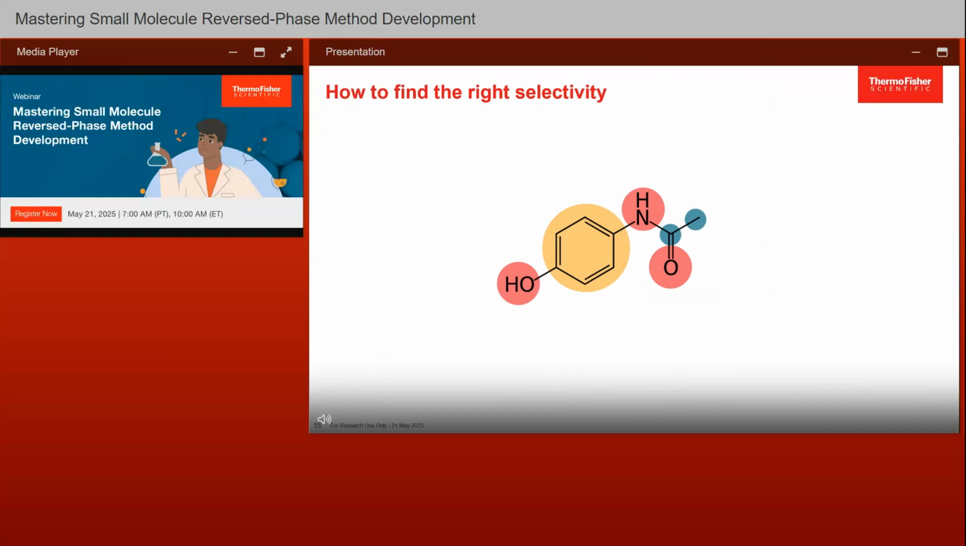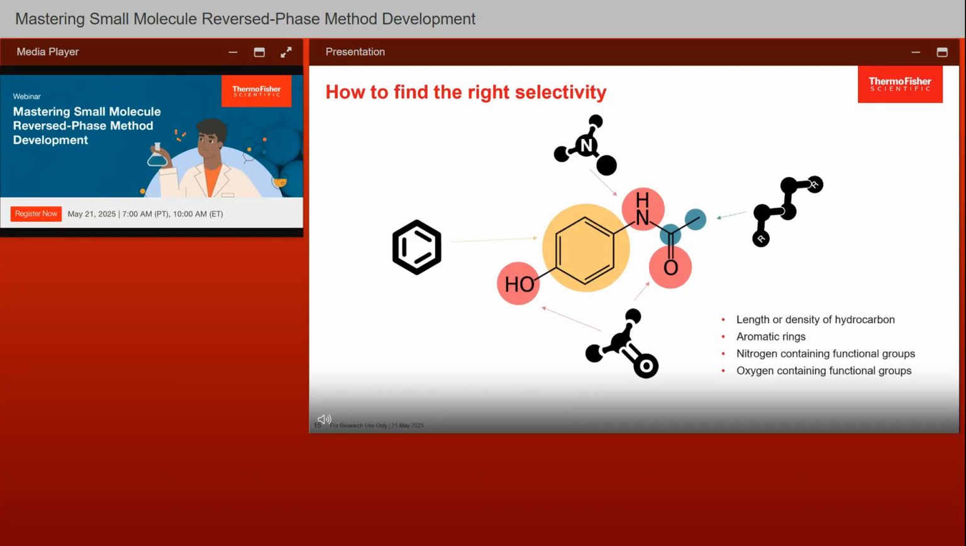Here we have 4-hydroxyphenyl acetamide, which is an active ingredient in paracetamol. We need to break down the molecule further to understand what type of interactions we would get. Things to consider, as I mentioned in the previous slide, the length of hydrocarbon determines the degree of hydrophobicity. In this case, we have a small chain hydrocarbon.